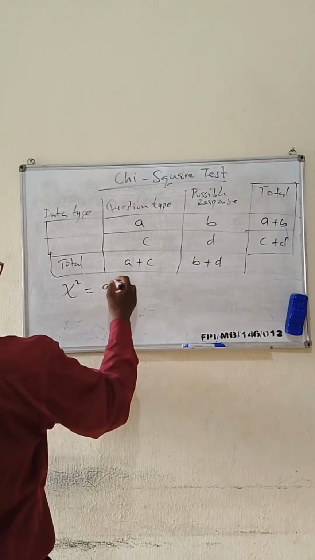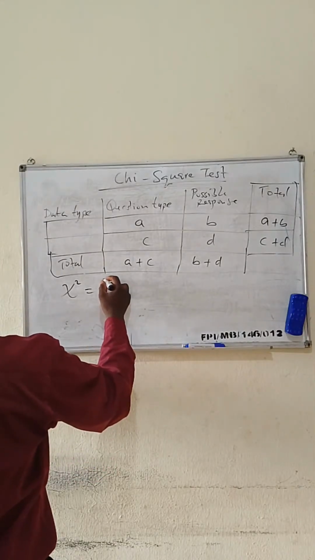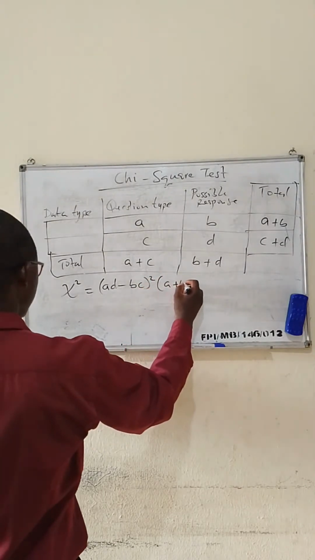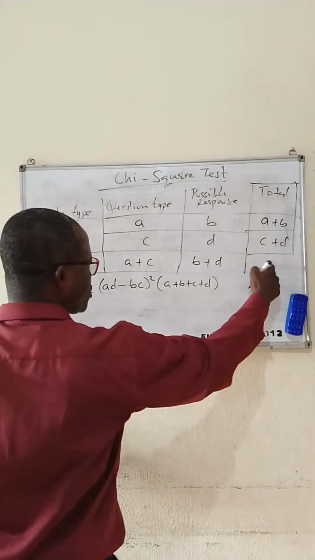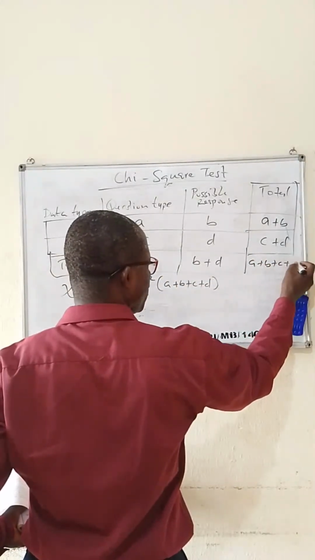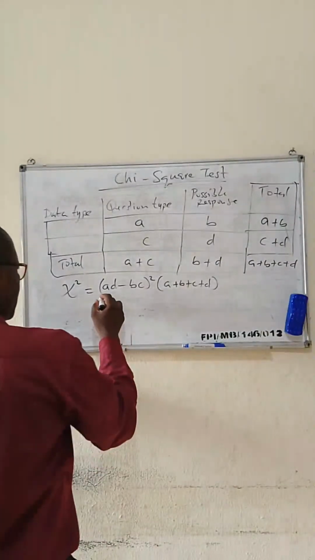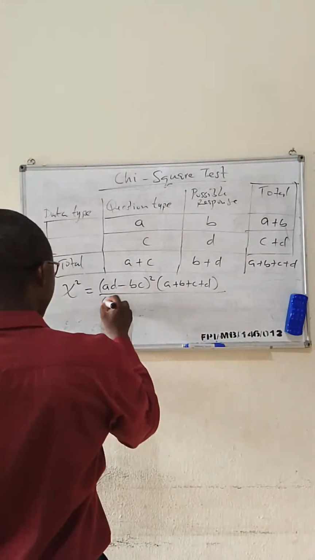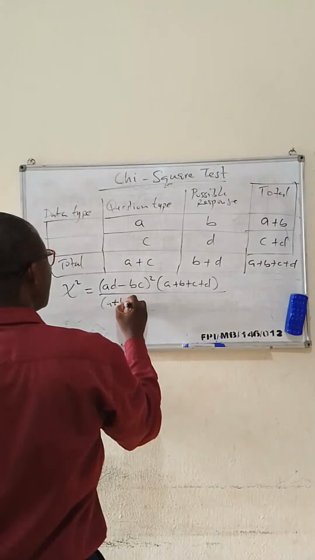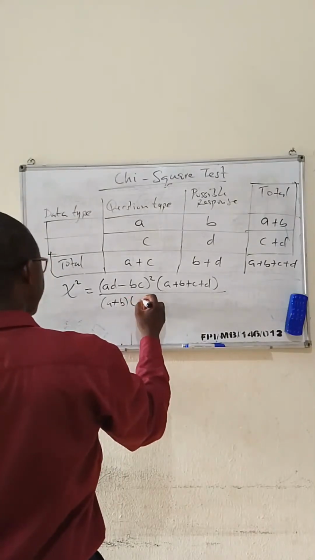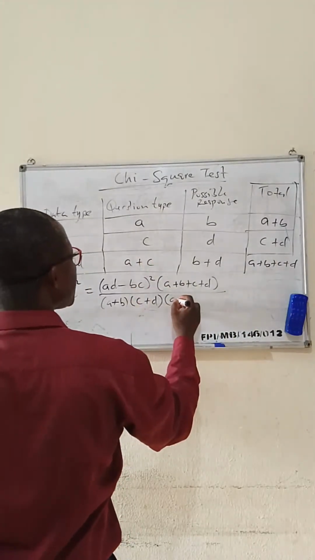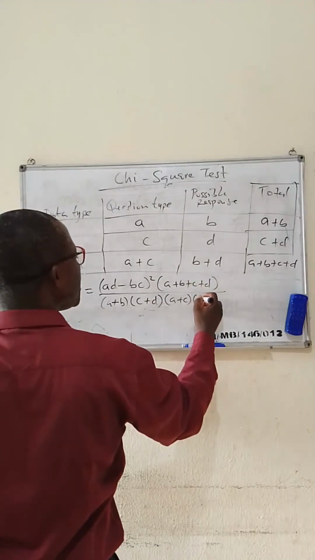So now use this formula as chi-square: AD minus BC squared, multiplied by A plus B plus C plus D. Now this particular portion is the summation of all, which is A plus B plus C plus D. Divided by A plus B, multiplied by C plus D, multiplied by A plus C, and multiplied by B plus D.